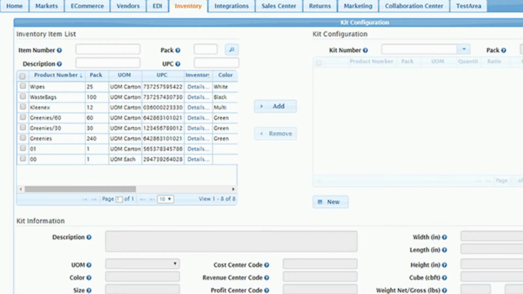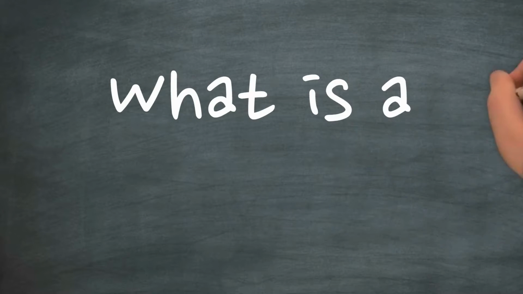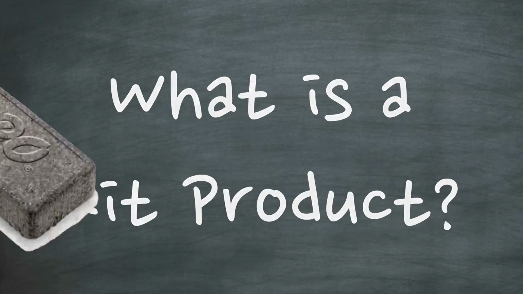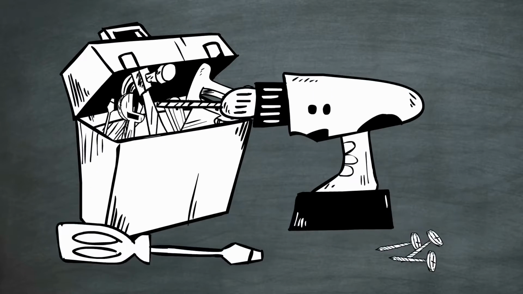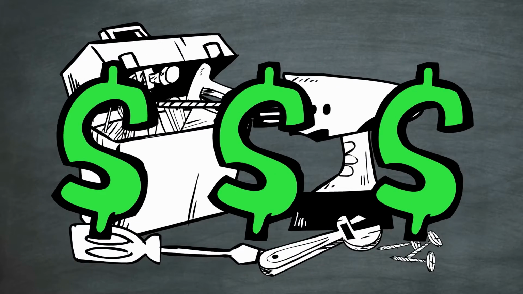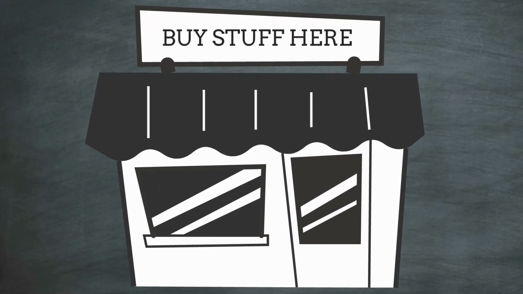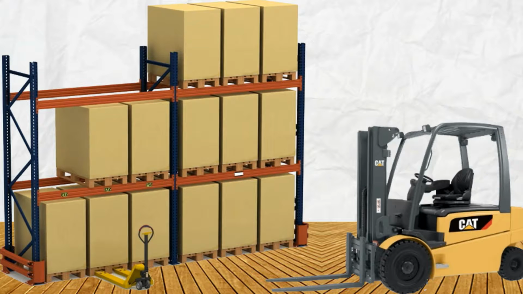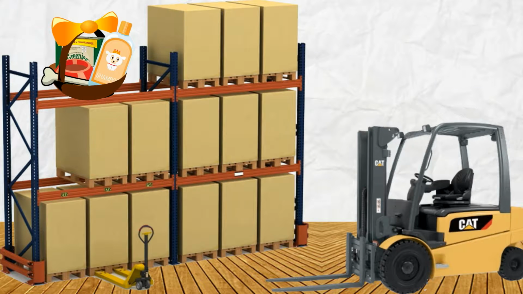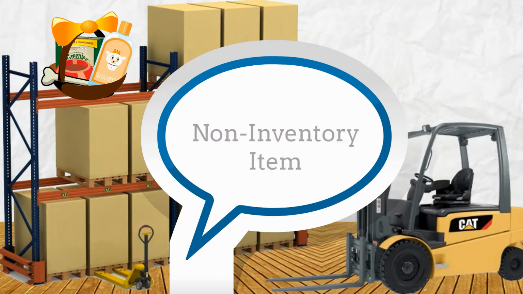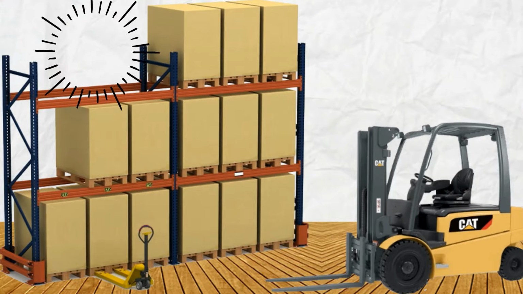Before we start creating our kit, let's go over what a kit product is. A kit product is a series of items grouped together and sold at a discount. It's helpful to create a kit for a marketing promotion. It's important to keep in mind that Orbit treats a product kit as a non-inventory item, meaning it does not keep physical on-hand inventory of a kit product.